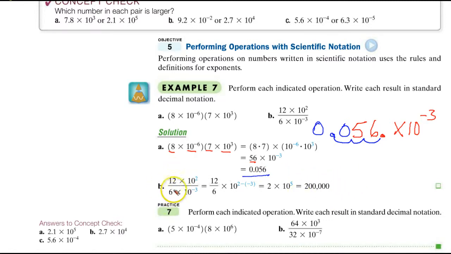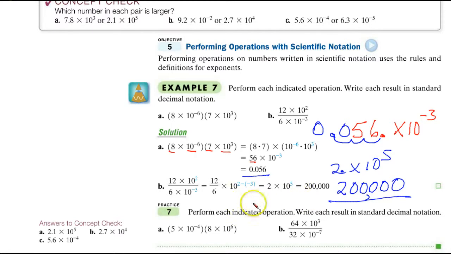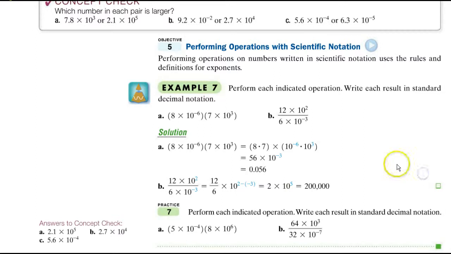Now when we divide, we do the same thing. 6 goes into 12 twice. We're going to bring up our negative 3 and the 2 and get a 10 to the 5th. Now we have 2 times 10 to the 5th. We have to add, our decimals here, how many decimal places? 5. So we have to add 5 zeros. 2, 1, 2, 3, 4, 5. And we could put a comma in there if we like. Okay? Again, practice and getting your mastery.